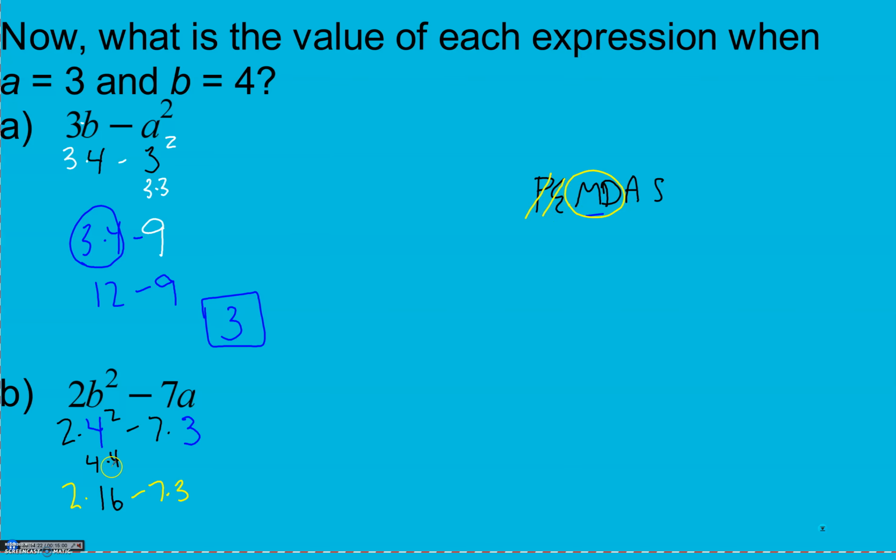Multiply and divide. I have 2 instances of multiplication. I get 32 and 21. Bring down our problem. And now all we have left is subtraction, which gives me 11. And I'll continue on in another video.